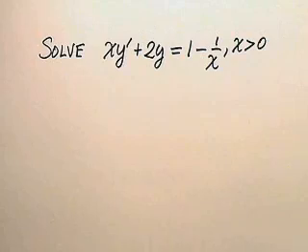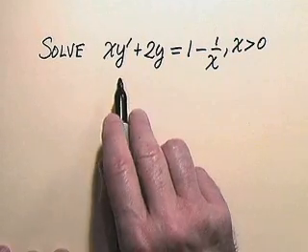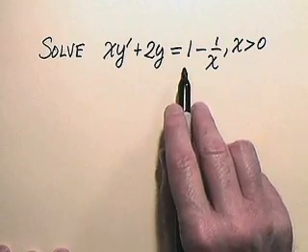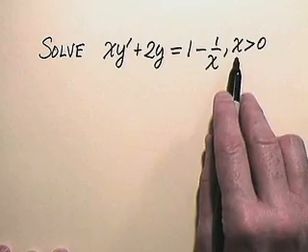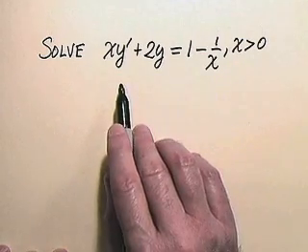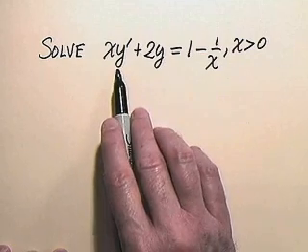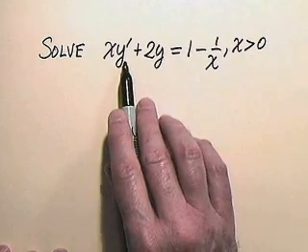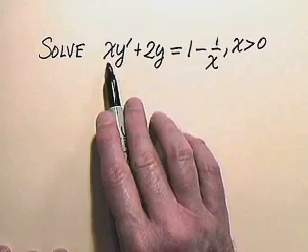Let's look at a problem involving a first-order linear differential equation where we solve it using the integrating factor. Okay, we want to solve xy prime plus 2y equals 1 minus 1 over x for x greater than 0. Begin by putting the equation in standard form. That is, we want to have our leading coefficient term here just having coefficient 1.